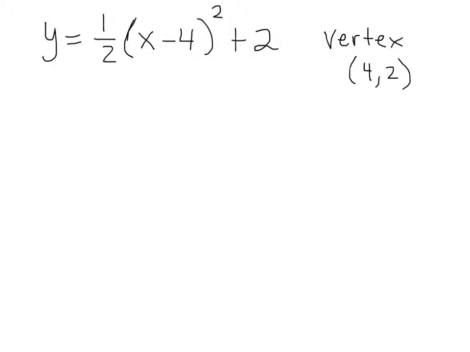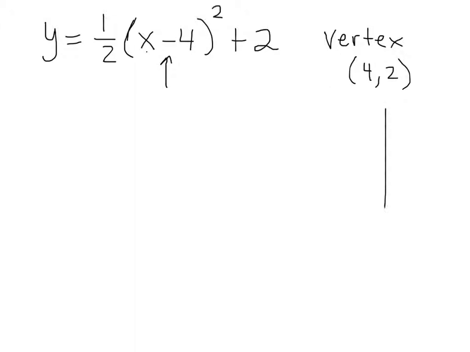Remember, you take whatever will make that parenthesis 0, right? So 4 minus 4 is 0, right? So that's why I chose 4, and then you take whatever number's out here. So here's our vertex, right here. All right? So now we do everything else exactly the same.